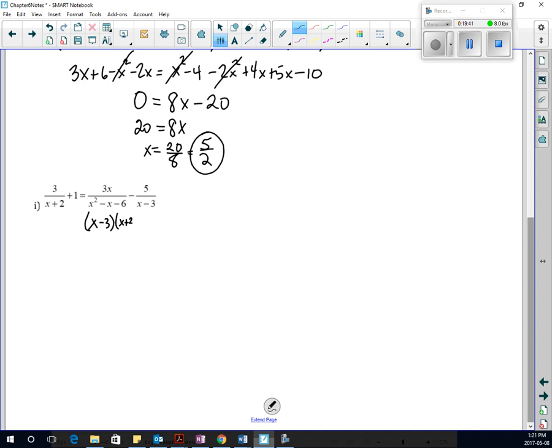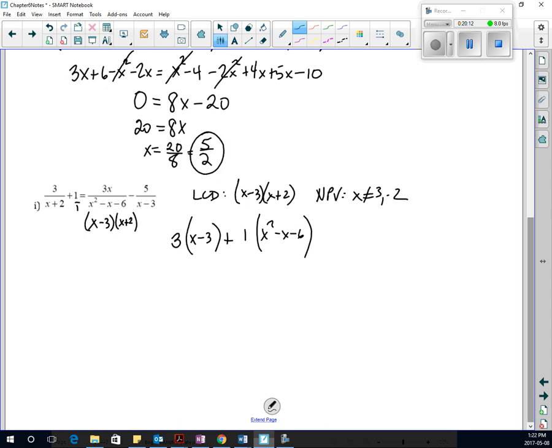What is my LCD? Looks like it's x minus 3 times x plus 2. Let's do my non-permissible values right away. x cannot equal 3 and minus 2. Okay, let's go. 3 times x minus 3, because the x plus 2's cancel. Plus 1. Well, the denominator was 1, so nothing cancels. So it's going to be x squared minus x minus 6. I'm using the multiplied version of it because that's just easier in the end.